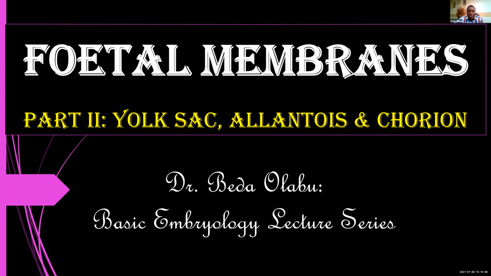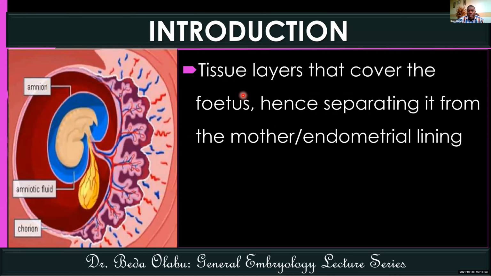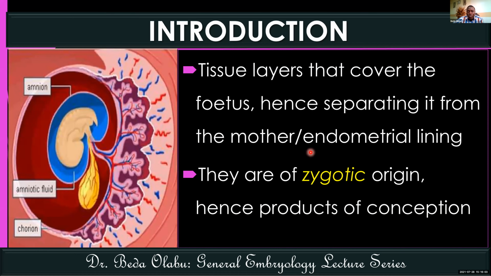But just to recap on what we said about fetal membranes, we agreed that fetal membranes are tissue layers that usually cover the baby, hence separating the baby from the inner lining of the uterus, which is the endometrium. Of important to note is that fetal membranes are zygotic in origin. This is to mean that the genetic makeup of the cells that form the fetal membranes is similar to the genetic makeup of the baby because they come from the product of conception.